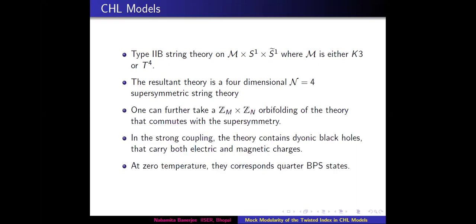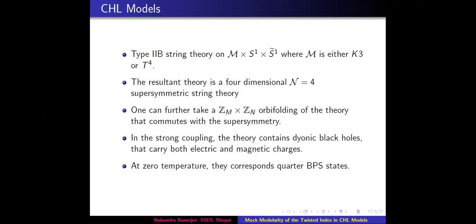supersymmetric string theory. One can further take some orbifolding of these two circles, which I have written as Z_M and Z_N orbifolding of this theory. When one takes such an orbifolding, it not only acts on the two circles, it also acts on the internal space, and one has to take it such that it commutes with the supersymmetry. What it gives is basically a system with 16 supersymmetric charges.